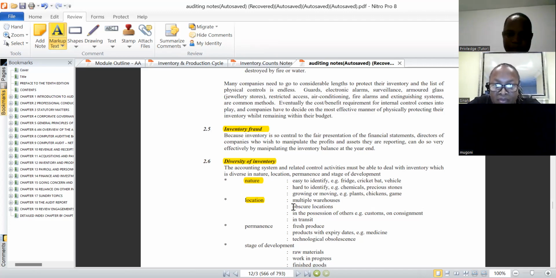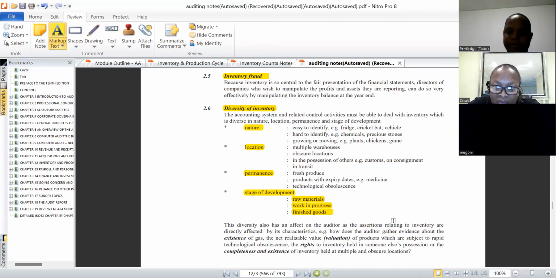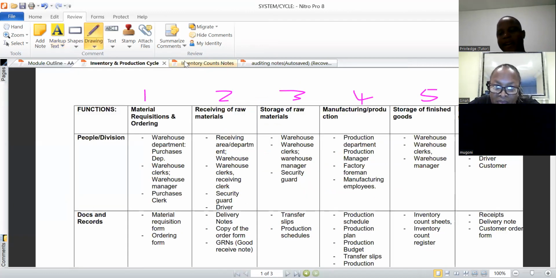Okay. And also, another important aspect to consider is the permanency of the inventory, and of course, the stage of development. Stage of development, that's where those three types of inventory levels that I've mentioned come into the picture, which is raw materials, work in progress, as well as finished goods. Right. Now we come back to our summarized notes, because this is what is more important.